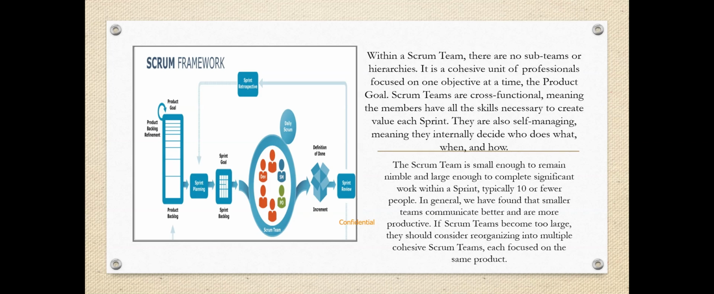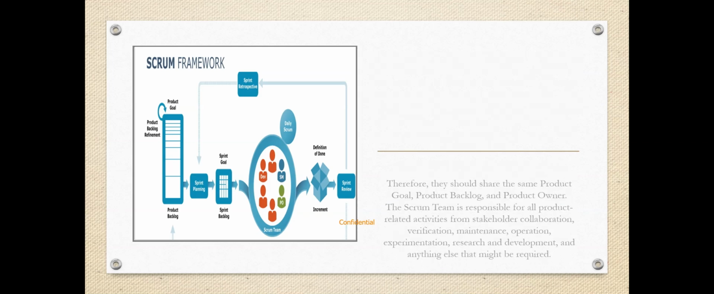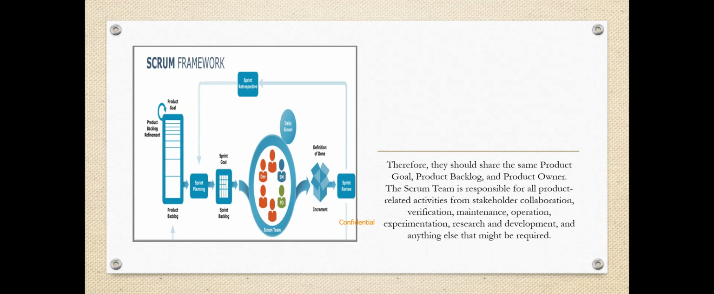If Scrum teams become too large, they should consider reorganizing into multiple cohesive Scrum teams, each focused on the same product. Therefore, they should share the same product goal, product backlog, and product owner. The Scrum team is responsible for all product-related activities from stakeholder collaboration, verification, maintenance, operation, experimentation, research and development, and anything else that might be required.